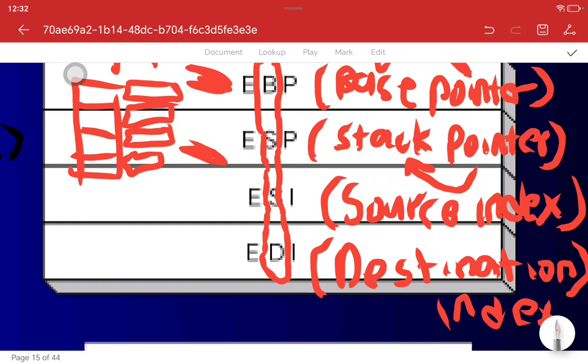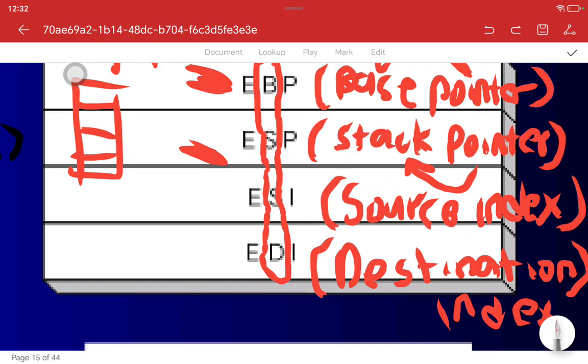So this is what the ESP will be used for: popping and pushing data. In other words, it will be used to manage the stack. So what we use to manage the stack is the ESP, this register.